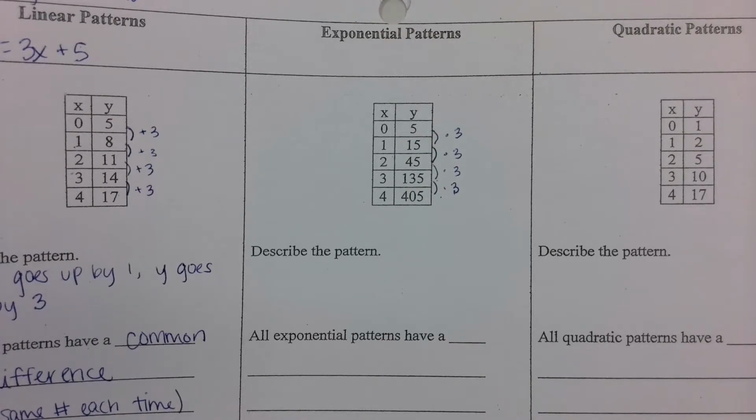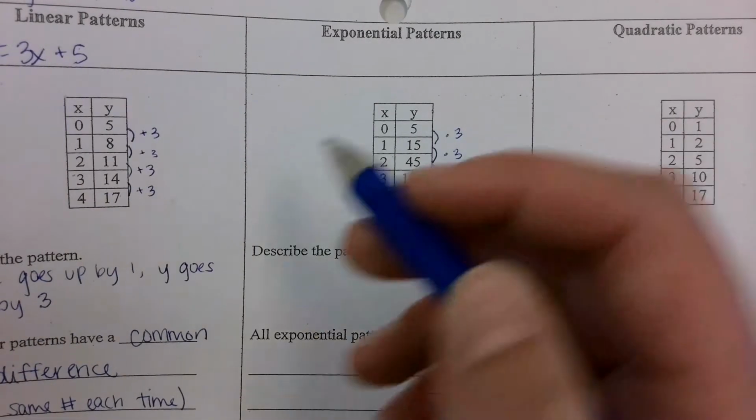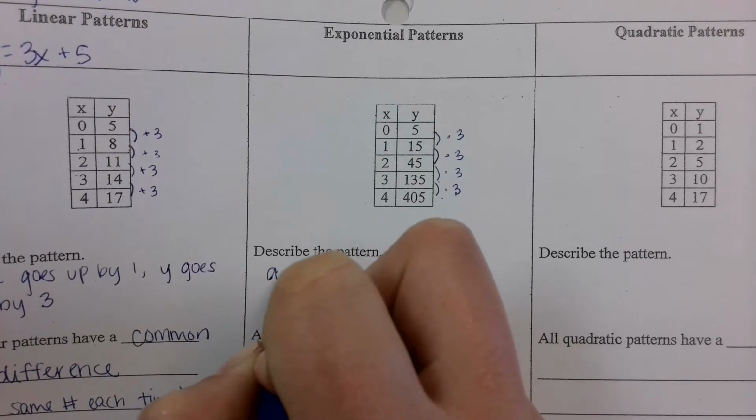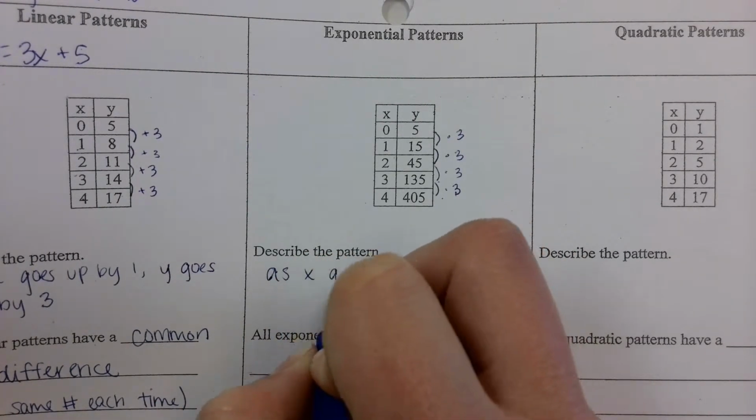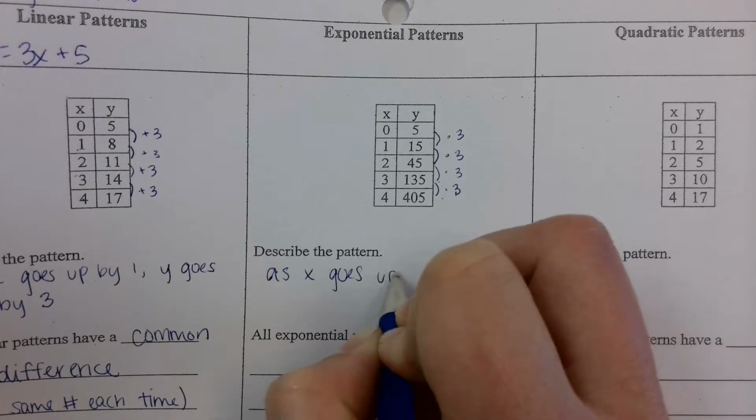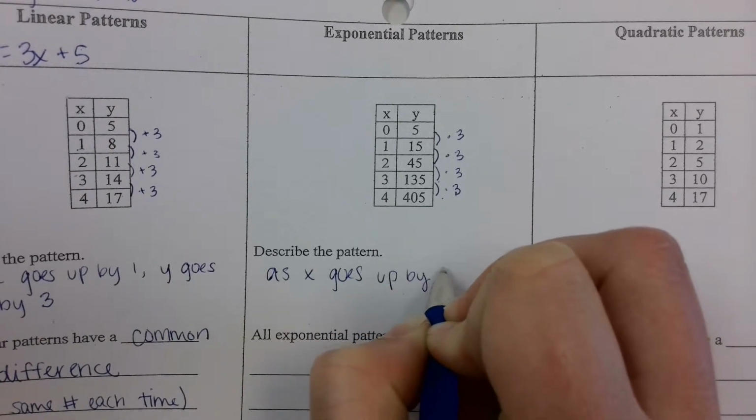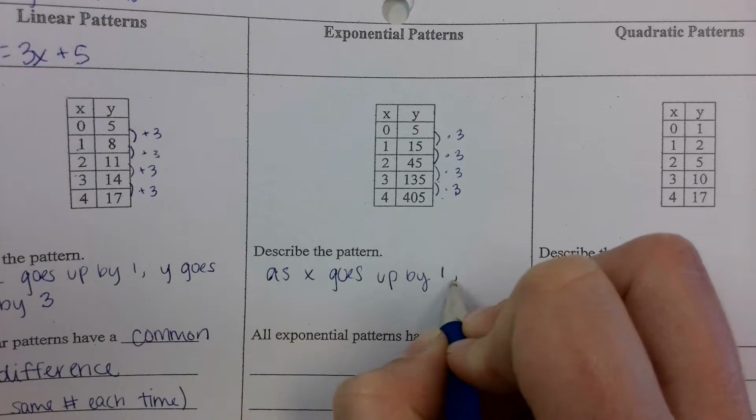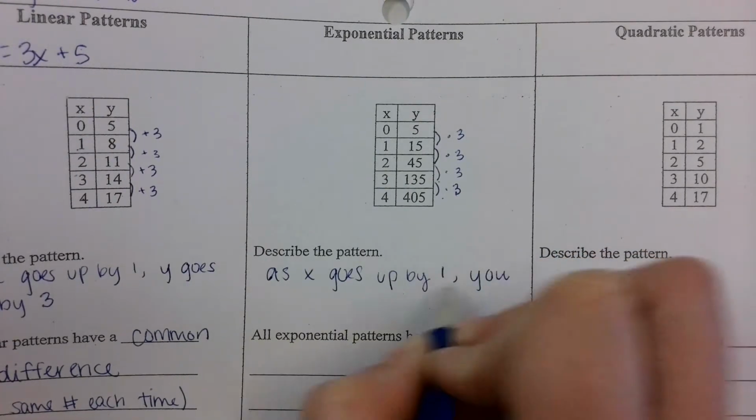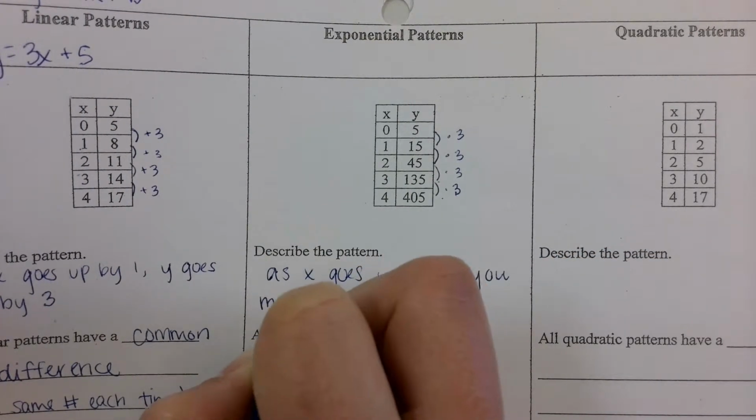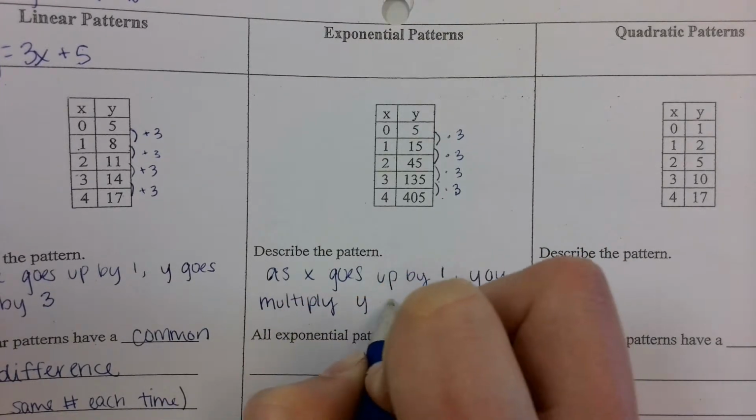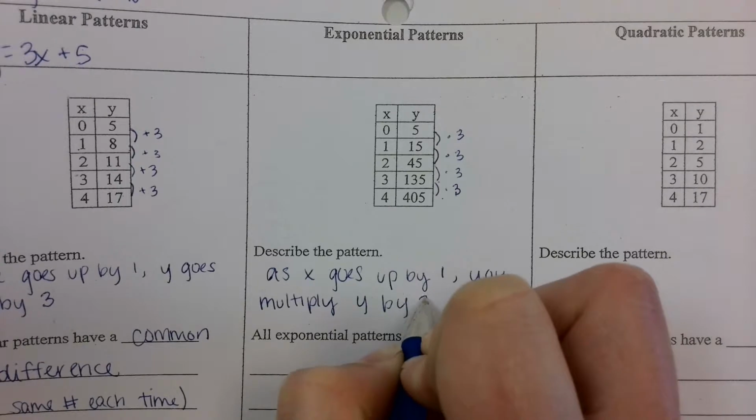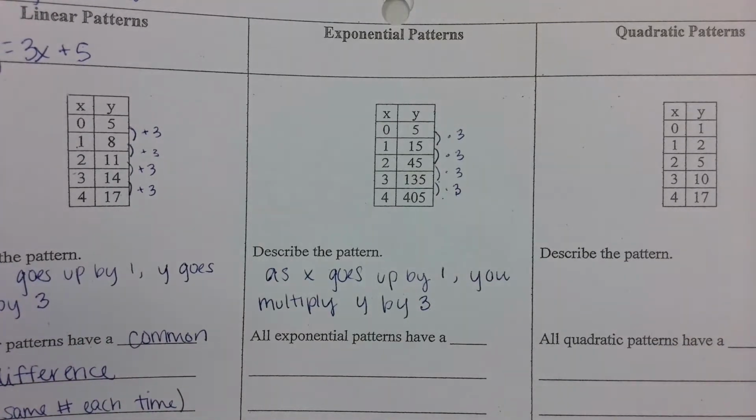Okay. So let's talk about it. As x goes up by 1, what's happening with our y's? There we go. So as x goes up by 1, you multiply y by 3.